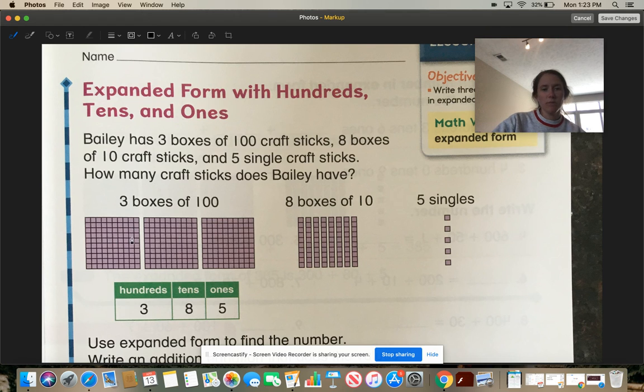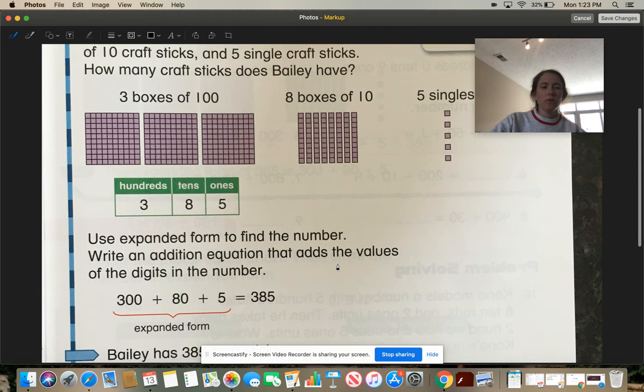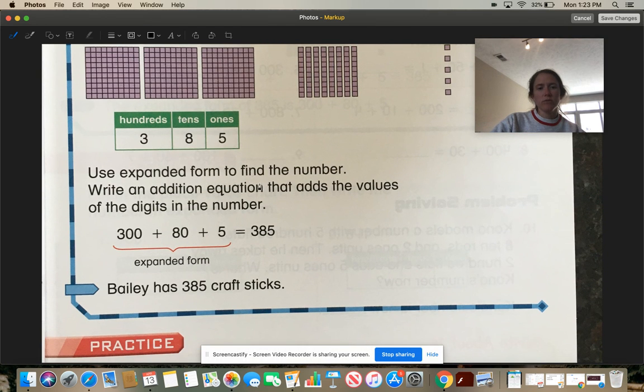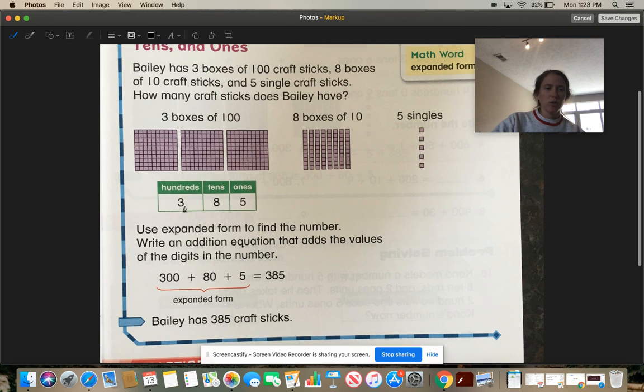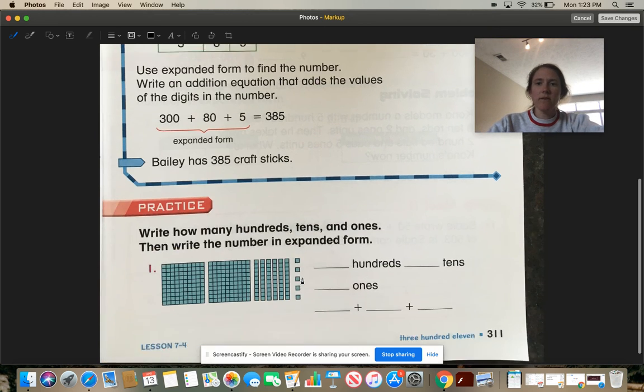So she has 3 boxes of 100, 8 boxes of 10, and then 5 singles. It says use the expanded form to find the number. We've done this many, many times. So this 3 is worth 300, this 8 is worth 80, and this 5 is worth 5. So we would write 300 plus 80 plus 5 equals 385. So Bailey has 385 craft sticks.